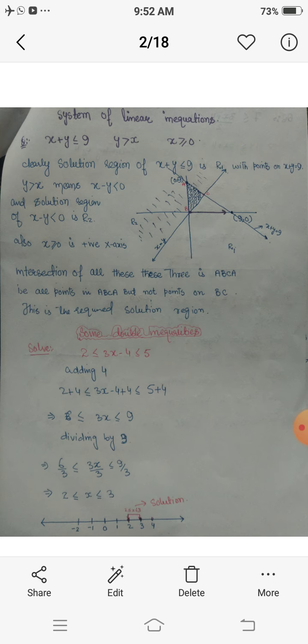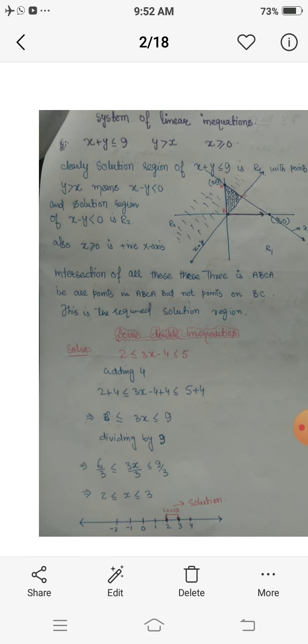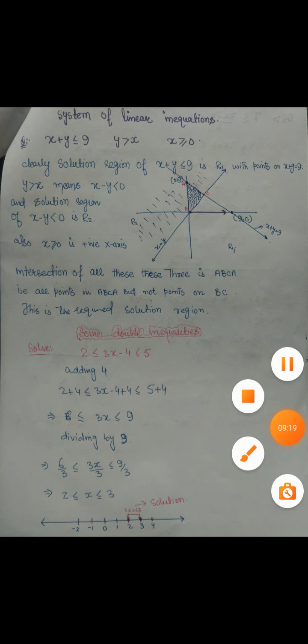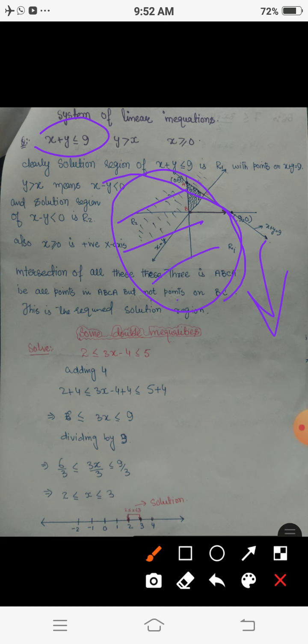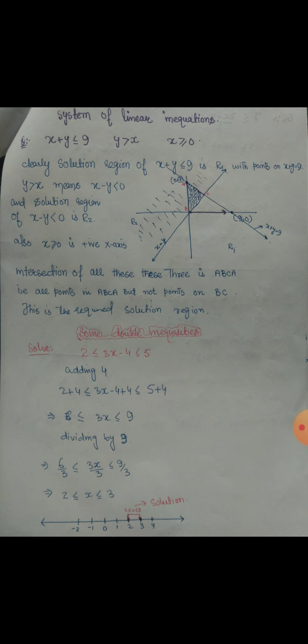Now we will draw these two inequalities. First, x plus y less than or equal to 9. We draw x plus y equals 9, which is this line. Now we have x plus y less than or equal to 9, so the solution region for x plus y less than or equal to 9 is this region. Okay, now we have y greater than x.